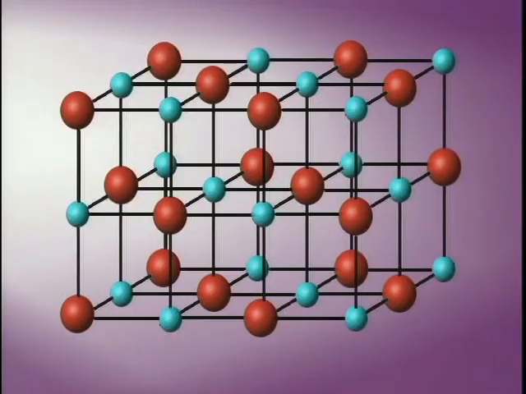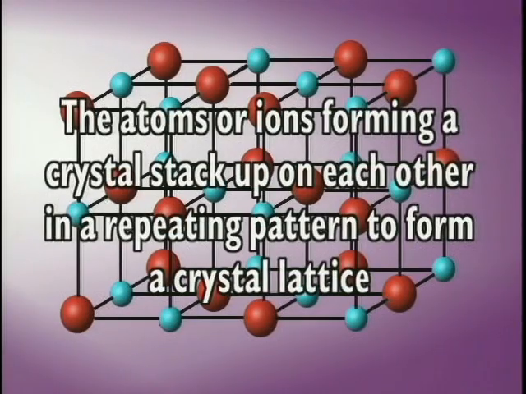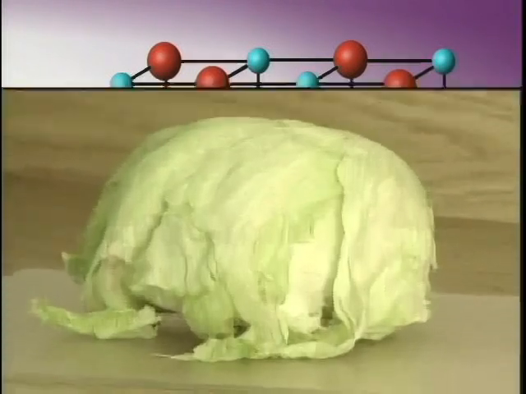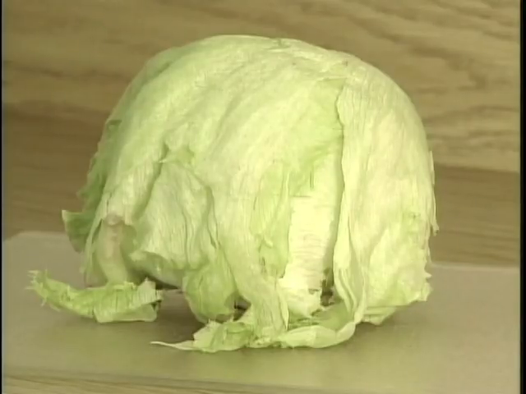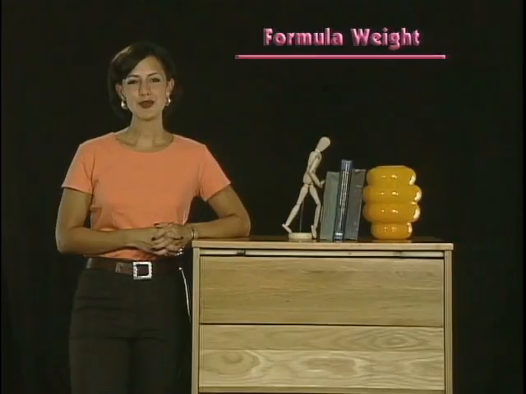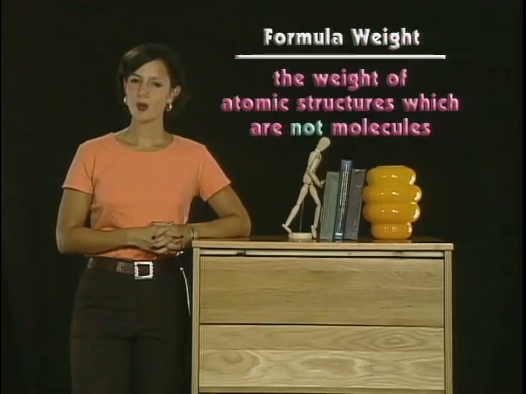Crystals are more like a bunch of atoms or ions stacked up to one another, like the bricks in a building. The atoms or ions forming a crystal stack up on each other in a repeating pattern to form what's called a crystal lattice. No, not lettuce. Lattice. So, formula weight and molecular weight are almost the same thing. But formula weight finds the weight of atomic structures which are not molecules.